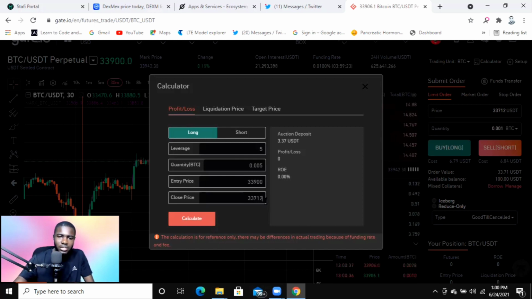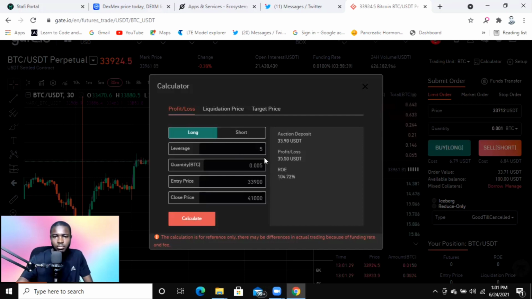And your close price means the price at which you want to take profit, right? So let's say my close price is 33,000, just an example, guys. Okay. So when you click on calculate, it's going to show you the details of that particular trade. So it's going to show you the auction deposit of $33.9. Oh my god, sorry guys. I'm entering a long position, which means the close price is supposed to be higher, right? I should be taking profit as and when the price of BTC goes up. So let's say that's $41,000. If BTC gets to $41,000, I'm just going to calculate that.